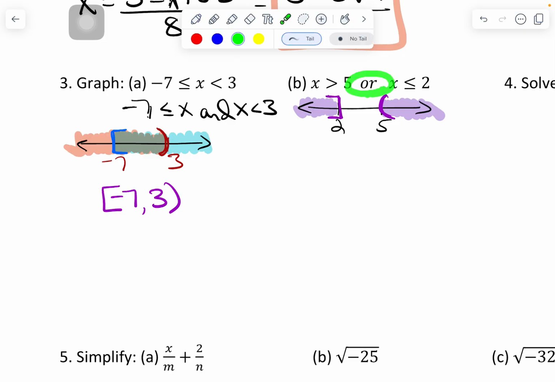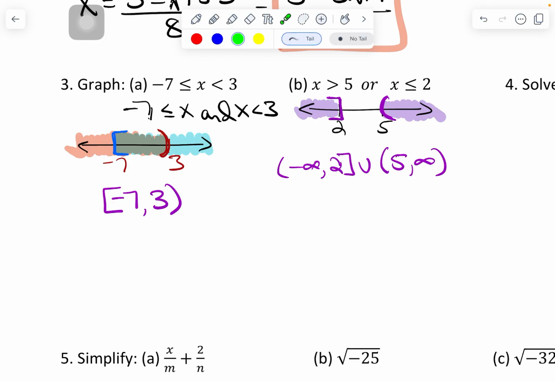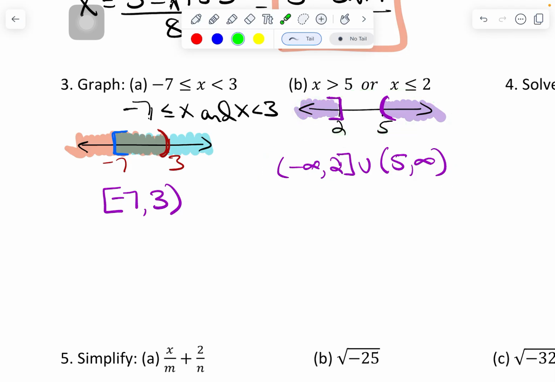Because this is a disjunction, I'm looking for just any shading whatsoever. And so I have a chunk of shading over here on the left, and I have a chunk of shading over here on the right. And so I want to make sure I include both of those. So starting with the far left, that's going to be -infinity to 2, with a bracket at 2, union. Okay, we have two parts of the interval here. And then our interval is going to pick back up with our shading at 5 to infinity. So again, we've got the graph for the disjunction and then the interval notation for our disjunction.